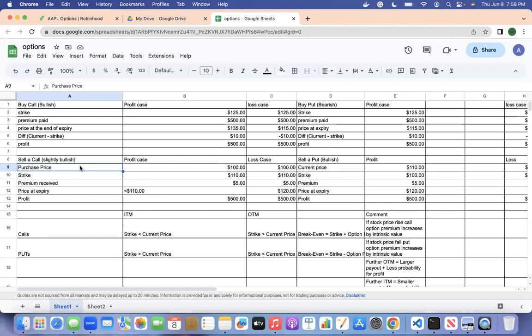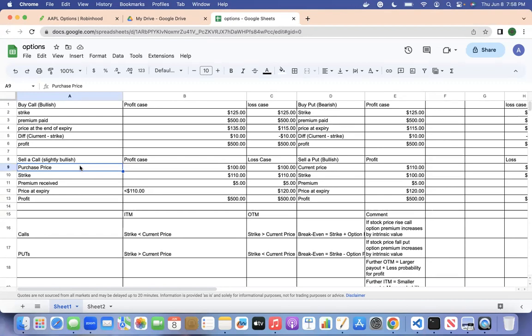So in this case, I'm getting a premium. I'm selling it, so I'm making some money right up front. Let's say the premium is $5 per share, so you are making $500 immediately by writing a contract that says I will sell Apple stock at $110. So you are getting $500. That's immediate income to you.